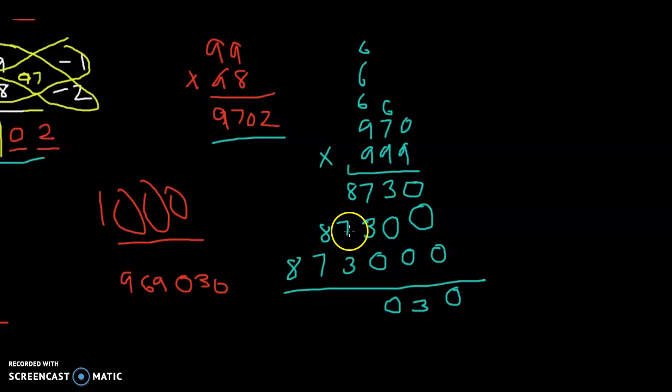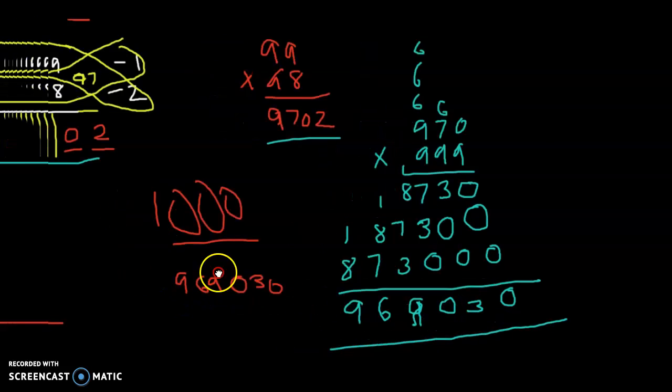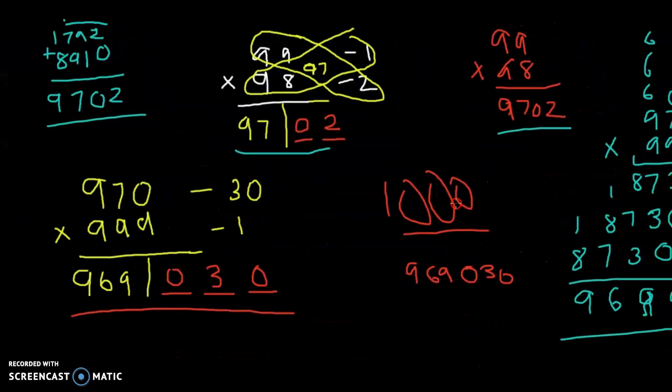My work: 8 plus 7 is 15, plus 1 is 16, plus 3 is 19. And 8 plus 7 is 16, plus 1. And then we have 969030. Isn't it correct? Mm-hmm. Isn't Vedic math helpful? Yeah.